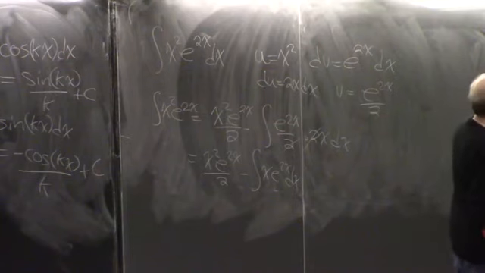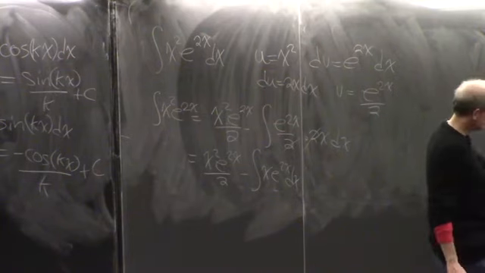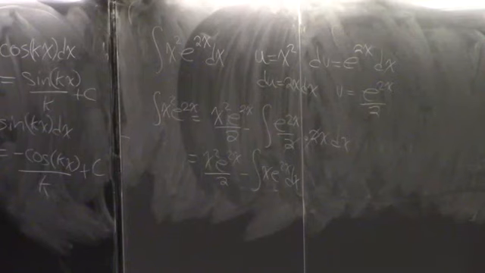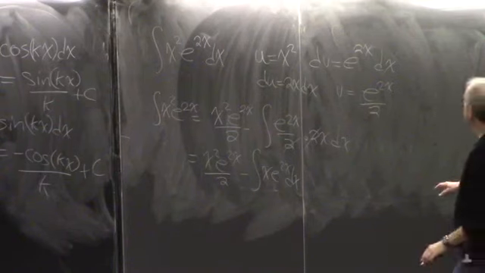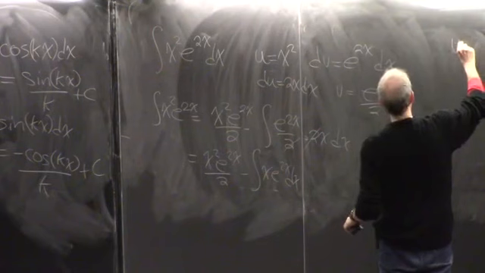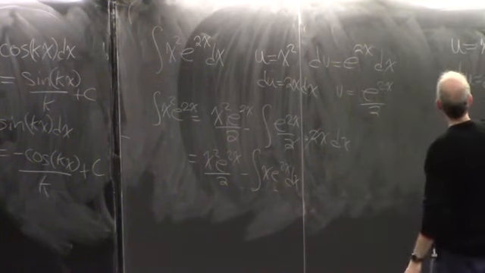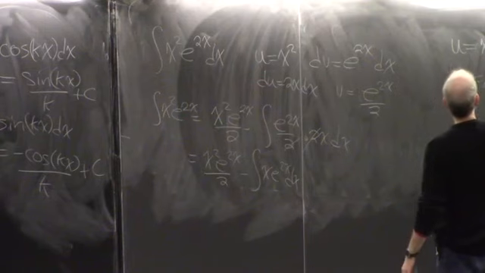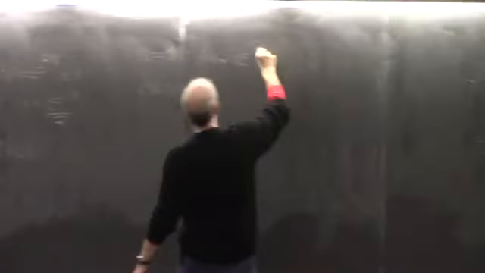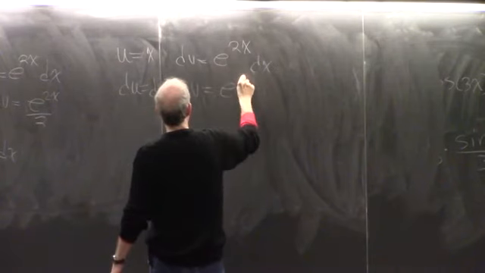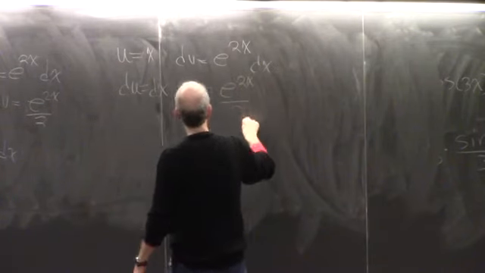Now we just did the integral of x e to the x, right? Like I said, to do that one, you just do integration by parts. Now, let u equal x, dv is e to the 2x dx, and v is e to the 2x over 2.